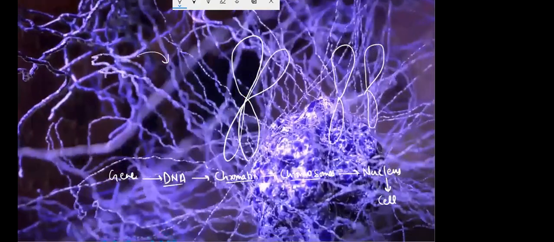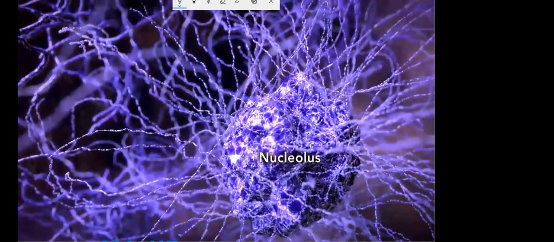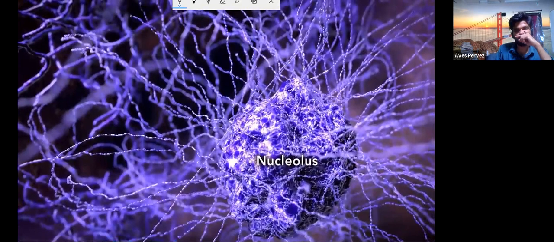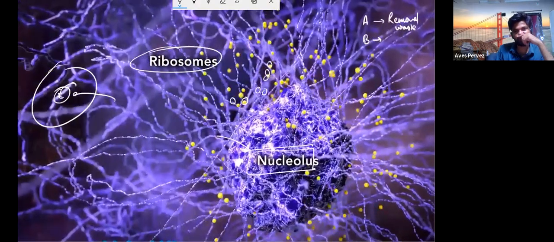The nucleus also contains a nucleolus. Actually, this nucleolus is not present in the prokaryotic cells. The nucleolus is absent in the prokaryotic cells. It is only present in the eukaryotic cells, which is a structure where ribosomes are made.